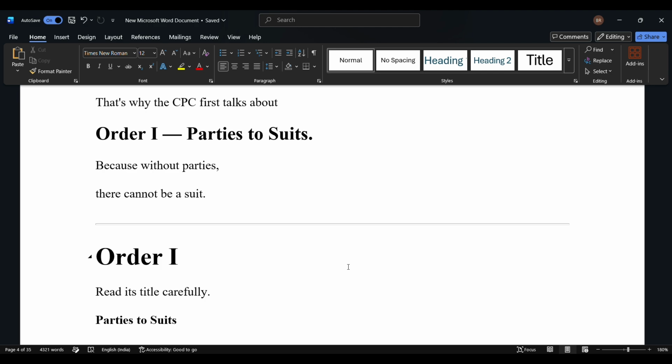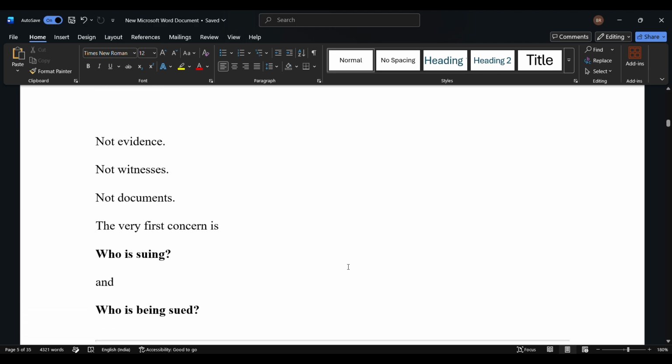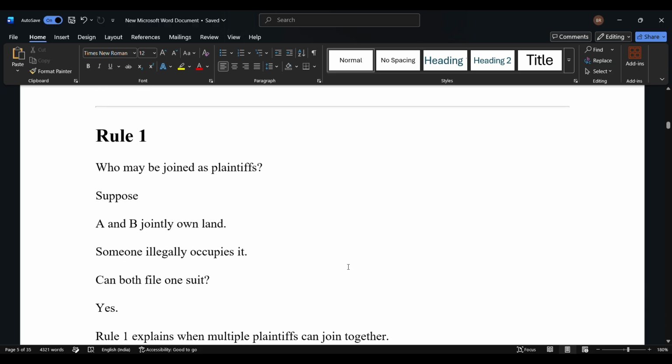Order I. Read its title carefully. Parties to suits. Not evidence. Not witnesses. Not documents. The very first concern is, who is suing? And, who is being sued? Rule 1. Who may be joined as plaintiffs?